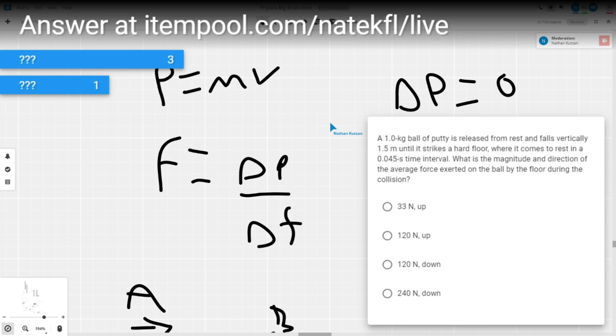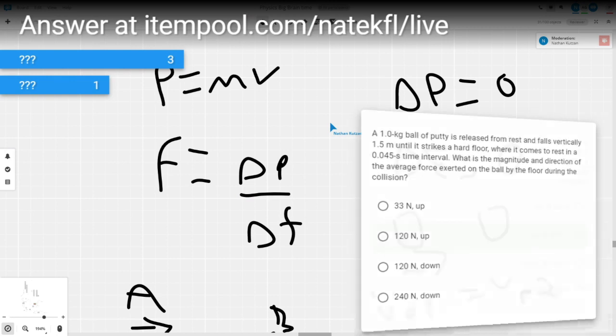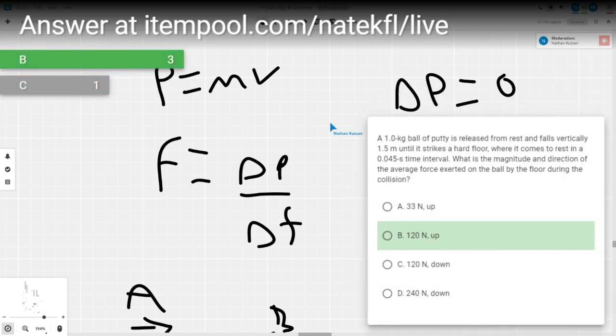Okay, so most of you did get it right. Does anyone want to explain why it's 120 newtons? Well, actually, everyone got 120, but I don't know if that was a guess. Either way, the reason it's up and not down is because the floor is pushing against the ball, which is going down, which means the force has to be going up.